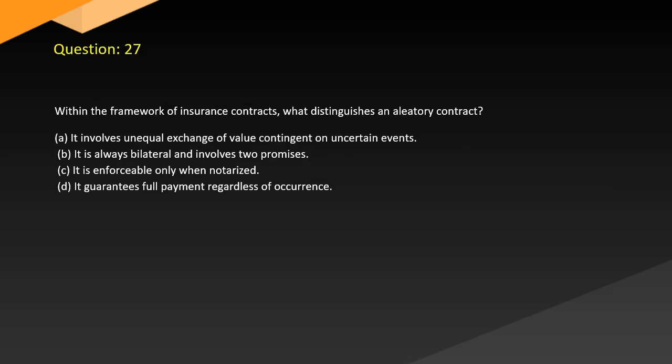Question 27. Within the framework of insurance contracts, what distinguishes an aleatory contract? A. It involves an equal exchange of value contingent on uncertain events. B. It is always bilateral and involves two promises. C. It is enforceable only when notarized. D. It guarantees full payment regardless of occurrence.